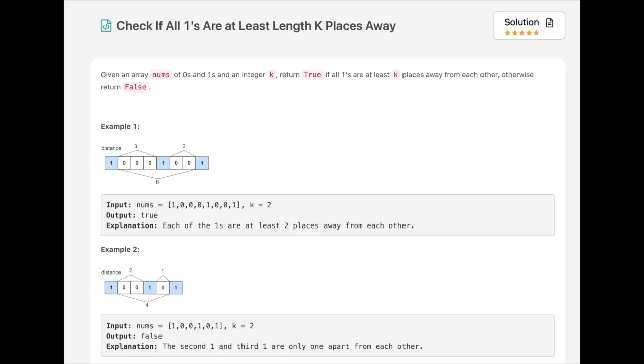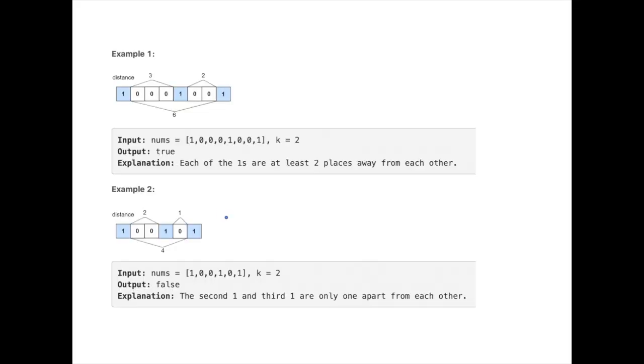The problem today is called check if all ones are at least length k places away. So we're given an array of numbers containing zeros and ones, and also an integer k. We return true if all the ones are at least k places away from each other. Otherwise, we return false. Let's walk through these two examples.